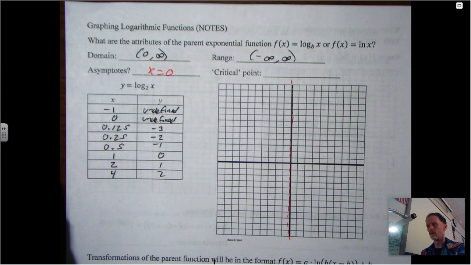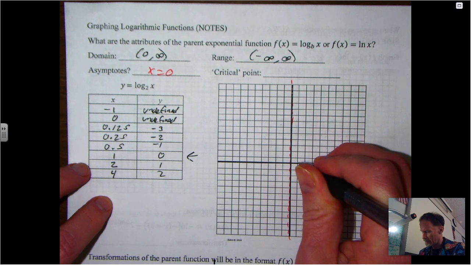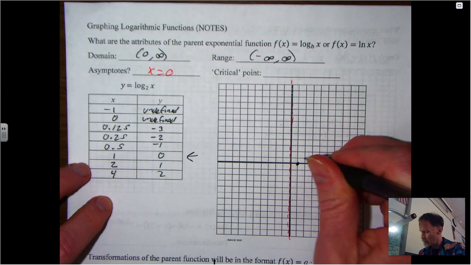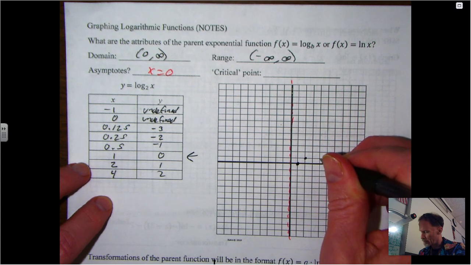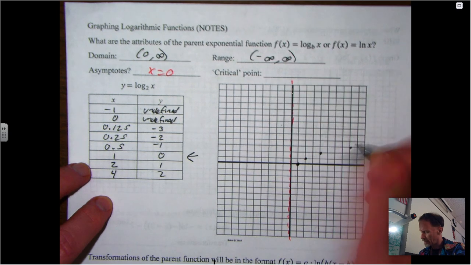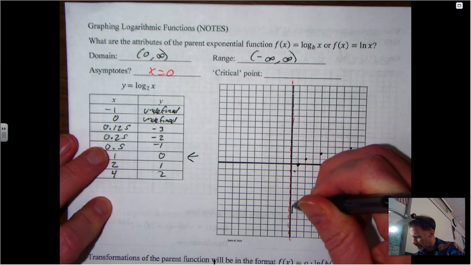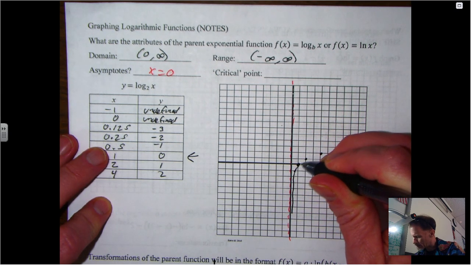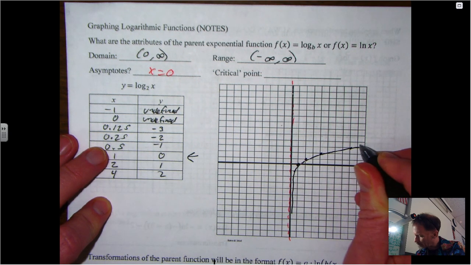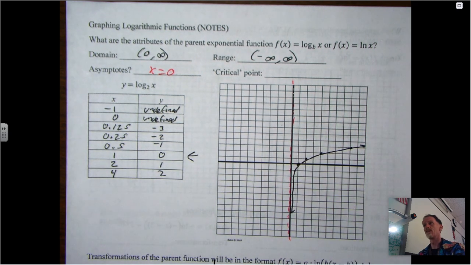And then my critical point, which I talked about yesterday, is this guy right here. So my critical point is at (1, 0), and then (2, 1), and then (4, 2). And then it goes to (8, 3), and then kind of down like this. So this is what the graph looks like. It goes up forever, so it's asymptotic along the asymptote, and then goes up forever. It goes up very, very slowly, but it does go up the whole way. That's where you can see what the domain and range is.